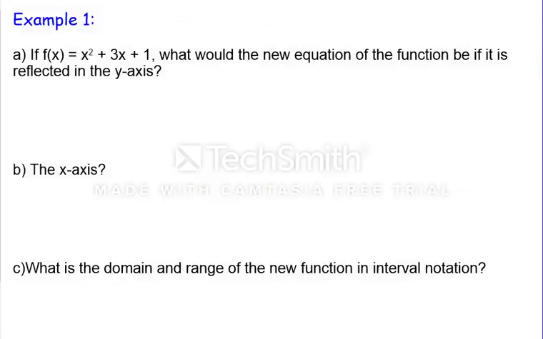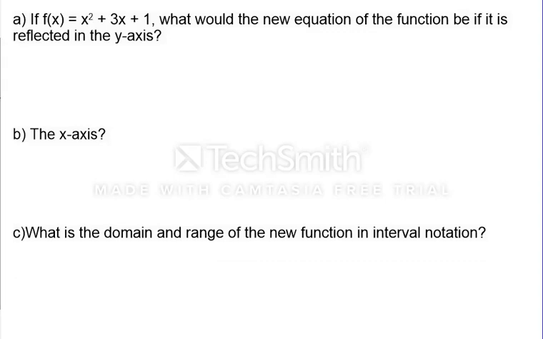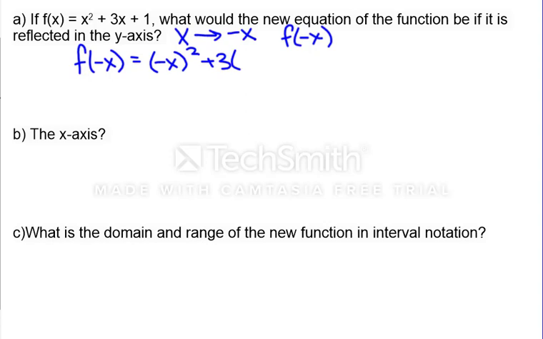Example 1, if f of x is equal to x squared plus 3x plus 1, what would the new equation of the function be if it was reflected in the y-axis? So remember, when we're reflecting in the y-axis, that's our x's becoming our negative x's. Or we had f of negative x. So just like in chapter 10, where we substituted values, if we have f of negative x, well, that's going to be negative x squared plus 3 times negative x plus 1, which gives us x squared subtract 3x plus 1.